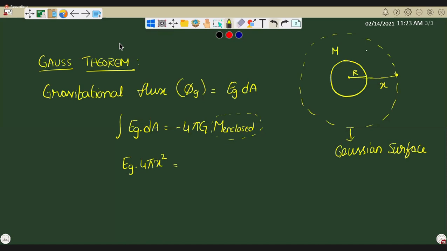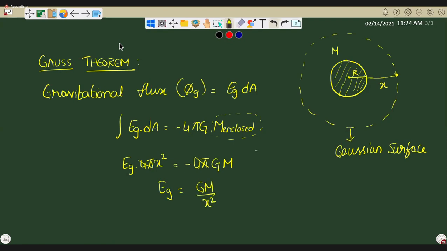See, the Gaussian surface should enclose this mass. So it is a sphere. This Gaussian surface which you have taken is also a sphere, right? So you will enclose a sphere only by a sphere. Eg into 4 pi x square is equal to minus 4 pi G into the mass enclosed by this Gaussian surface, which is M. The 4 pi gets cancelled. Eg is equal to GM divided by x square.